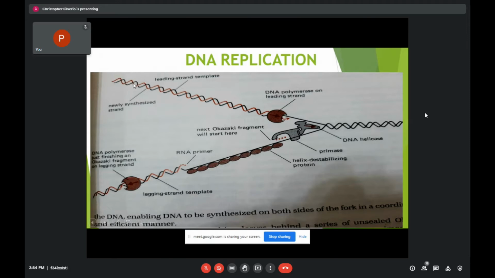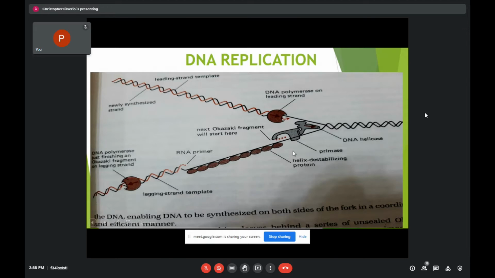Okay, it is being replicated. The leading strand is one. It is continuously replicated by the DNA polymerase, as you can see. Okay? Whereas the lagging strand is not continuously replicated. The replication process is discontinuous, as you will see.